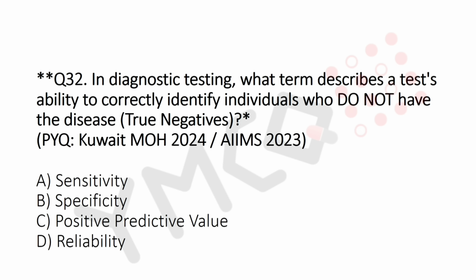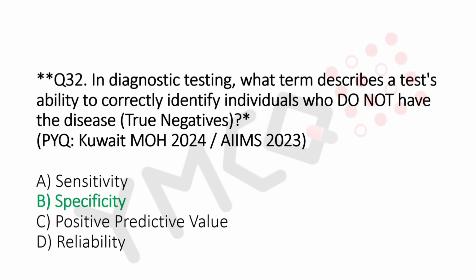Let's move to question number 32. In diagnostic testing, what term describes a test's ability to correctly identify individuals who do not have the disease, the true negatives? Option A, sensitivity. Option B, specificity. Option C, positive predictive value. Option D, relatability.